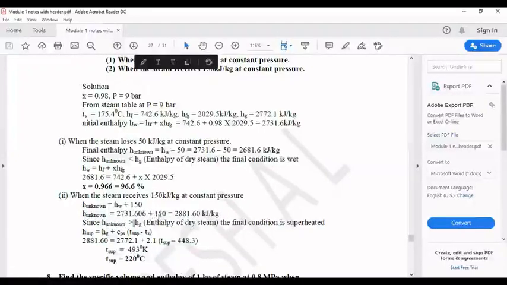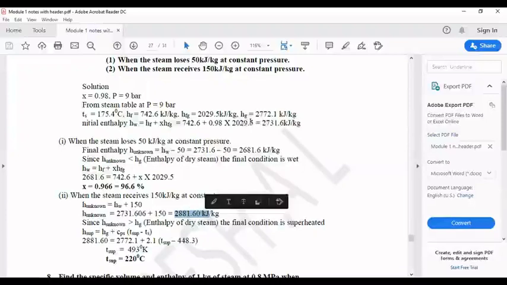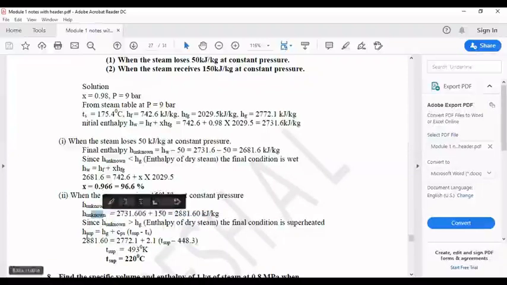But since after adding 150 kilojoule, I don't know what is the condition, I'll just check now. I got 2881. When I compared this with this Hg value, I got to know this is more than this. So this is a superheated enthalpy. So in place of unknown, you must write superheated. Right now, this H unknown value is more than Hg, so unknown is nothing but superheated. I have mentioned it as H superheated. You got to know it is a superheated steam. That is a condition you identified.